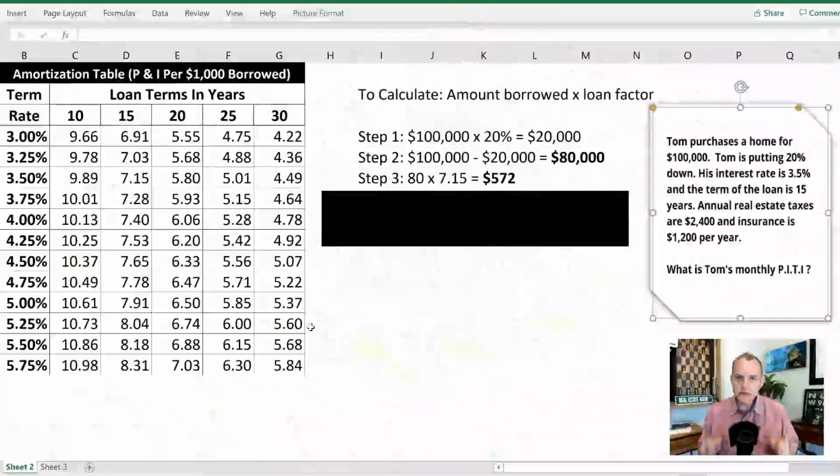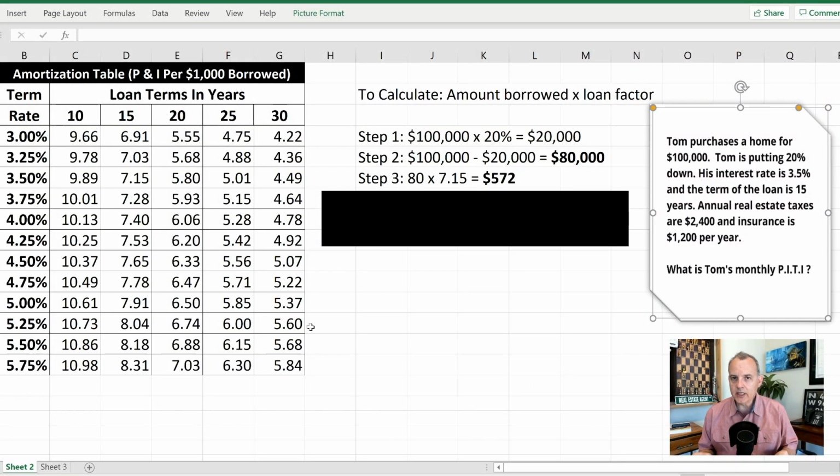So to successfully calculate the principal and interest portion of your payment, we're going to follow three steps here. We have to calculate the amount that's borrowed, multiply it by the loan factor, what I just showed you how to calculate using the amortization table. That gives us our principal and interest payment. And I have the steps outlined here on your screen.